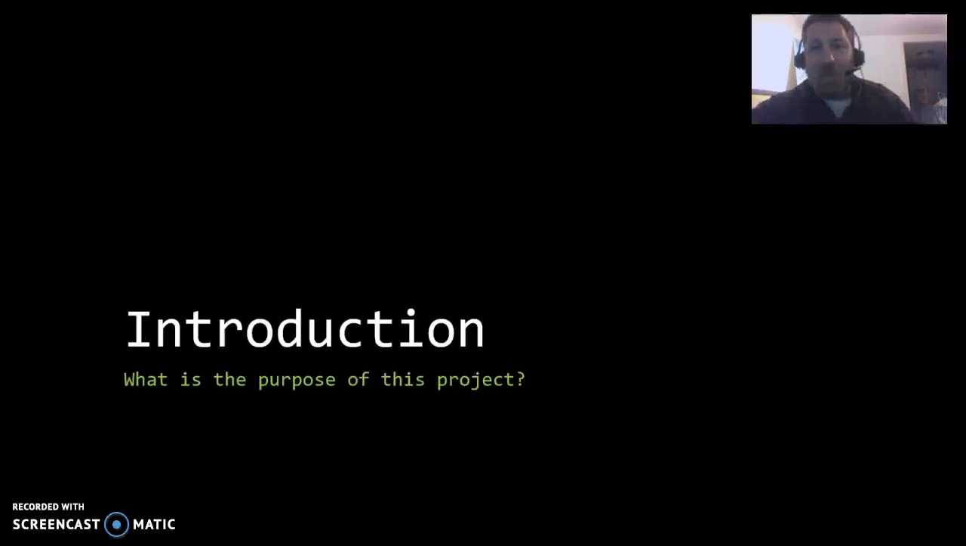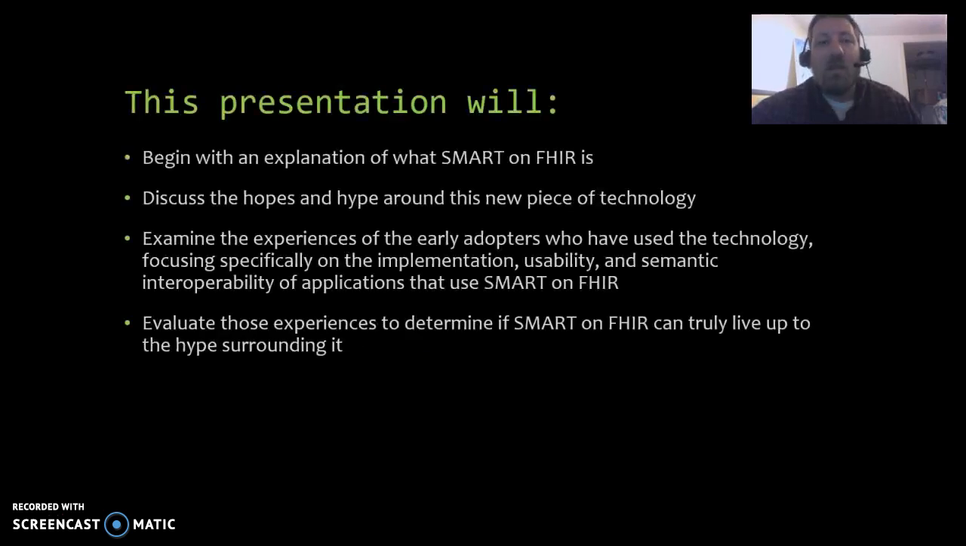A little bit about my background. I have 8 years of experience in healthcare IT. I'm currently a project manager for a healthcare application developer, and Smart on Fire is a development standard that could truly just change the way that we do business. And so I wanted to take a look at this new technology and see whether it's able to live up to all the claims that are being made around it.